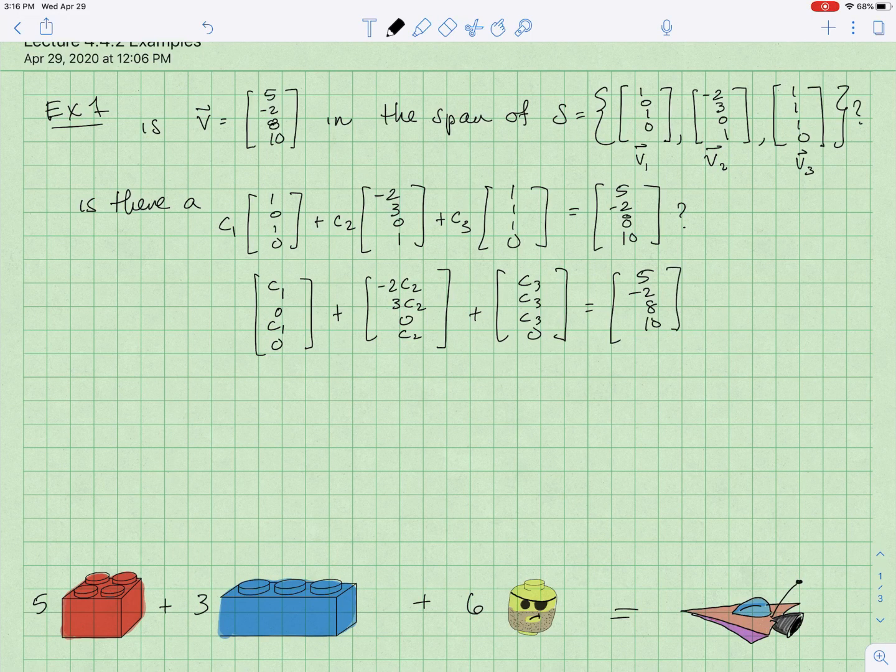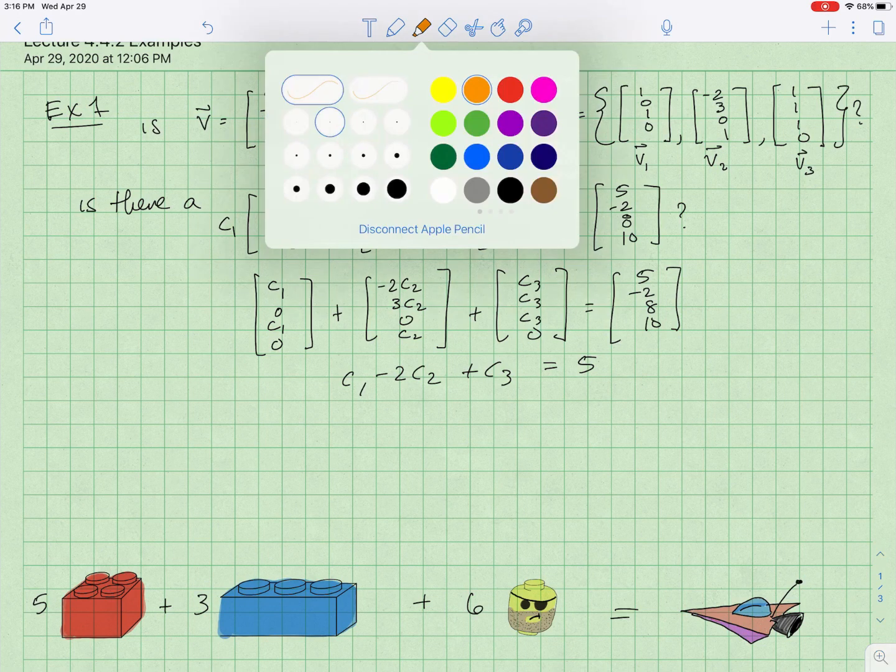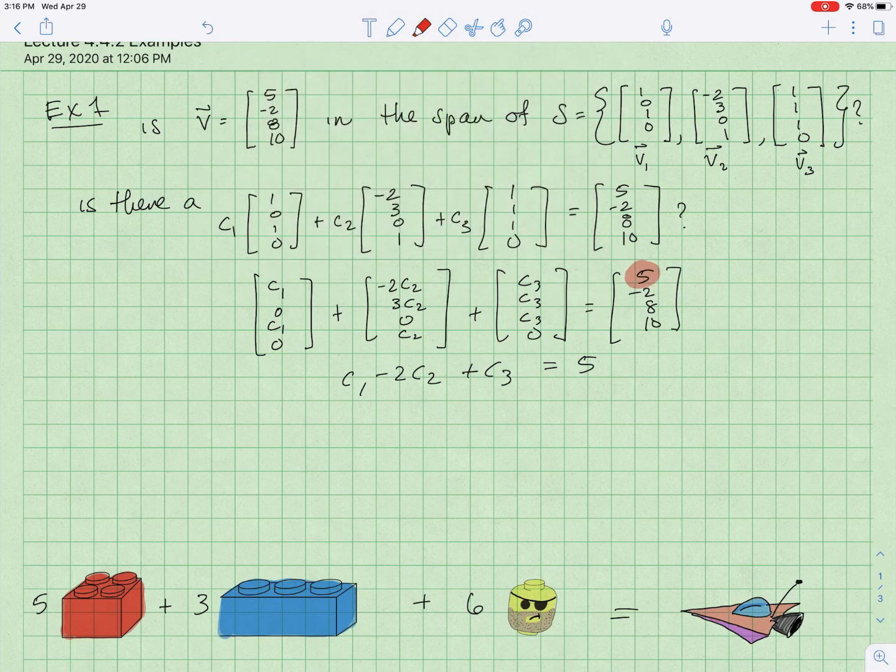Which is the same thing as asking: is C1 minus 2C2 plus C3 equal to 5, as those are the positions in each one of my individual vectors that will combine to give me that first position. What am I talking about here? So let's blow this up a little bit. The only way that I'm going to get a 5 in the top position in this vector is if I add up the top components. And so that gives me my first equation here.